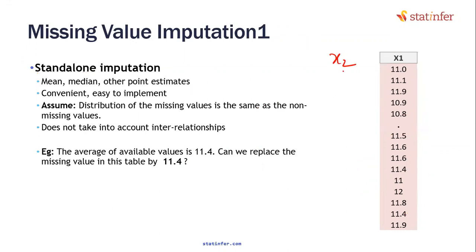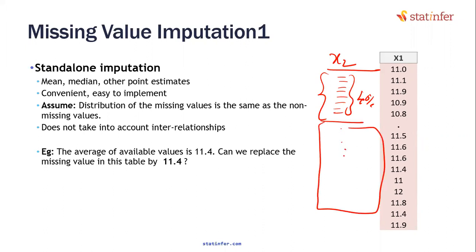Let us suppose there is one variable x2. It has some values that are given. It is available at around 40% of the places. At 60% of the places it is missing. Let's say this is monthly income. Monthly income is present at 40% of the places. At 60% of the places it is missing.